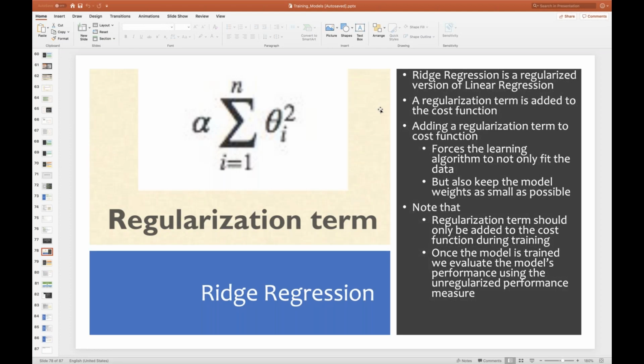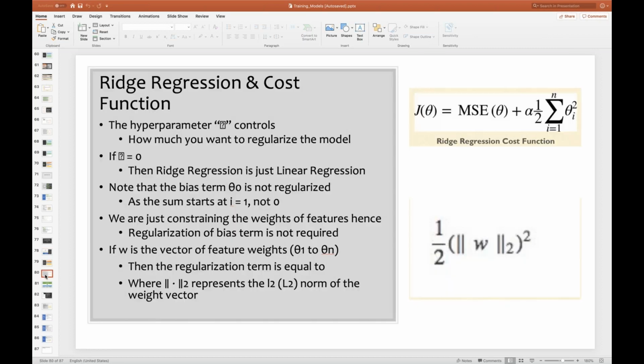Now, if you see here, I told you ridge regression is the regularized version of linear regression. Okay, you got this point. Now, if the parameter is equal to 0, which parameter is that? The learning parameter. If the hyperparameter is equal to 0, then ridge regression is nothing but linear regression.